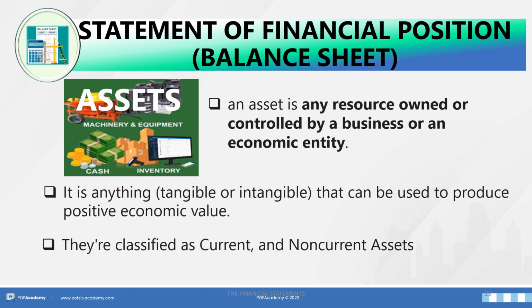So what is an asset? An asset is any resource owned or controlled by a business or an economic entity. It is anything tangible or intangible that can be used to produce positive economic value. Tangible, meaning a thing that is perceptible by touch, such as computers and laptops and the like. Intangible, meaning unable to touch or not having a physical presence, such as application software, patents, and the like. They are classified as current and non-current assets.